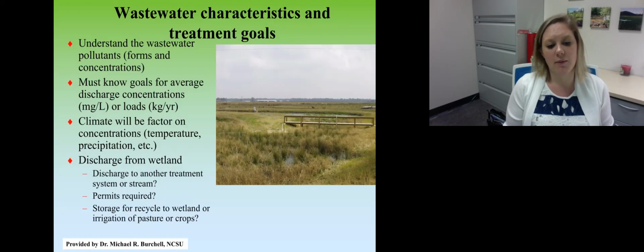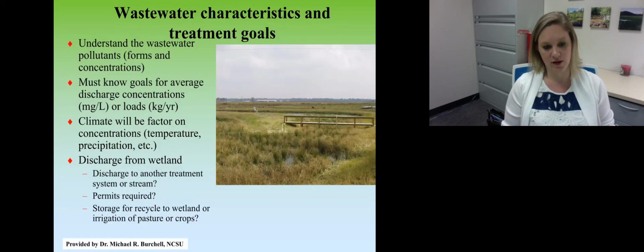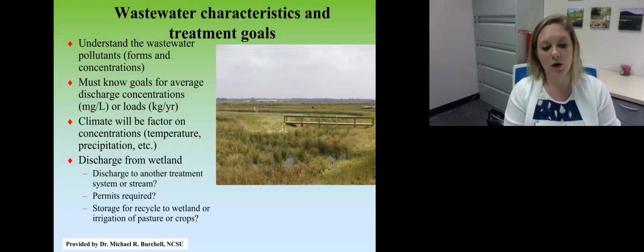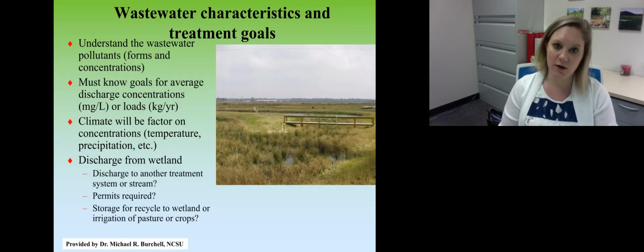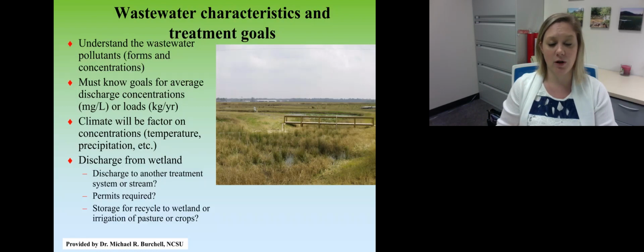And then there's also the storage component, where you're thinking about whether the system is recycling things like nitrogen, which is recycled through the plants as they die, goes into the system, and can then be taken back up again. Or things like irrigation. Can you actually use the water to irrigate with? We had talked about a few months ago how the wetland itself is actually being irrigated. So these are also some other things we need to think about.